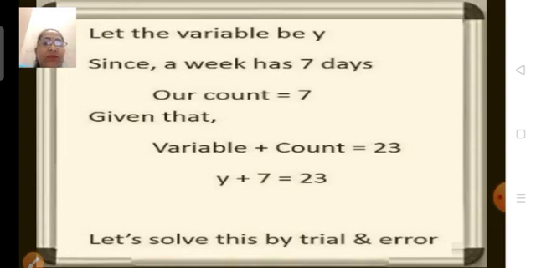Now children, to solve this riddle, we'll take the variable as y. Since a week has 7 days, our count will become 7. And the clue given to us is that from the variable, if we make an up count of 7 days, you will get the number 23. That means variable plus count is equal to 23. And here we have taken the variable as y, so we'll get the required equation as y plus 7 is equal to 23. Now children, we will find out the solution of this equation by the trial and error method.